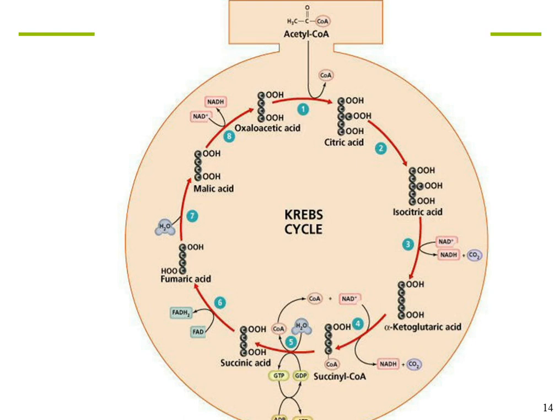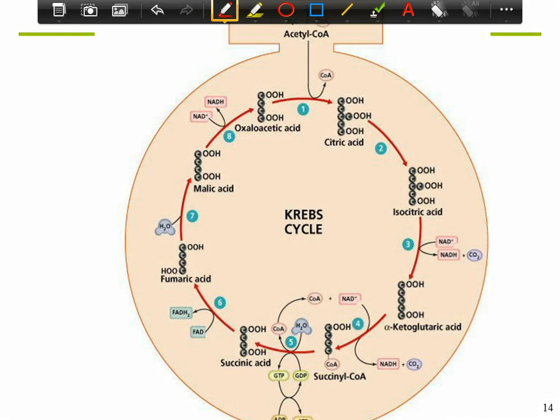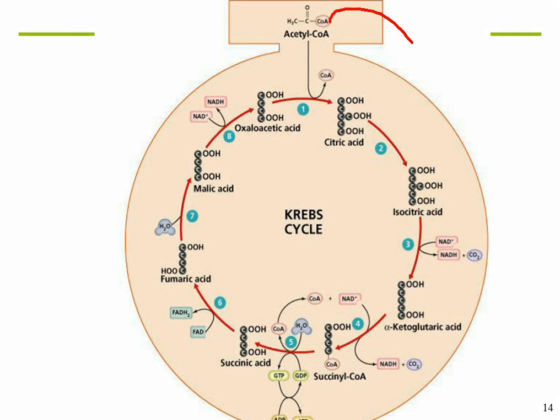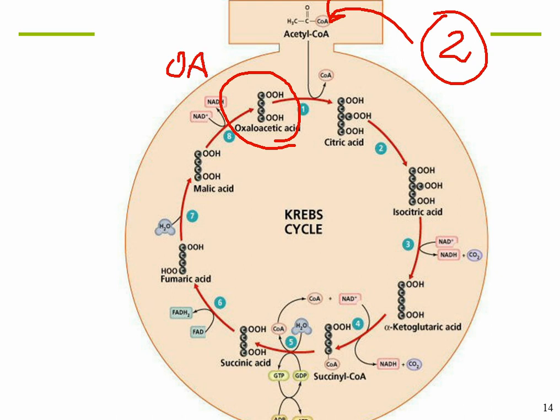I can't make it smaller. Okay, so here is our acetyl coenzyme A. Let me get rid of the bar. Okay, here's our acetyl coenzyme A. Remember, we're going to have two of these. It reacts with the last thing in the cycle, oxaloacetic acid. I'm just going to call it OAA. These two together form citric acid. There's your chemical reaction number 1. Notice that there's a 1 right there. Okay, so there's our citric acid.